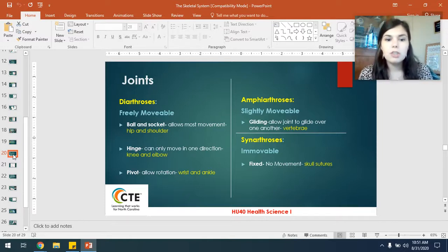And then your pivot joint allows for rotation, and these are located in your wrist and ankle. So imagine you can take your wrist and you can rotate it like this. You can do the same with your ankles. You can rotate them. So those are your pivot joints.